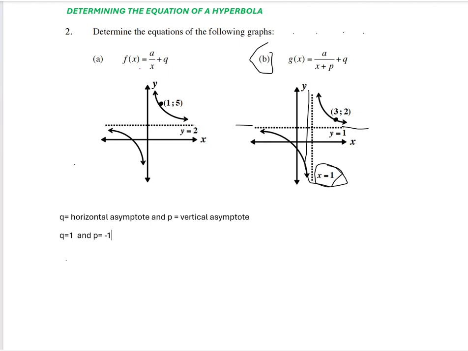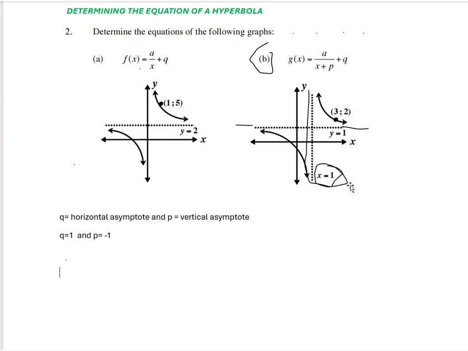Remember, when you're taking the horizontal asymptote, you don't change the sign, but when you're taking the vertical asymptote, you change the sign for the value of P. If the vertical asymptote is 1, the value of P will be -1. If you want to sketch the graph, you just swap the sign. It will be x is equal to 1, the equation of the vertical asymptote.